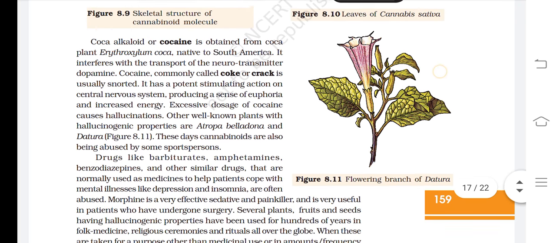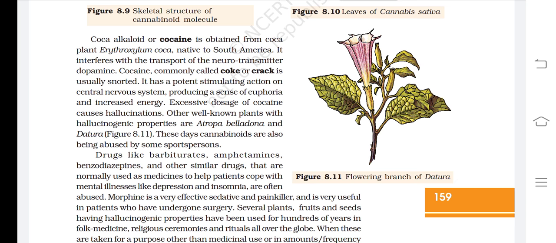Coca alkaloid or cocaine is obtained from coca plant Erythroxylum coca, native in South America. It interferes with the transport of a neurotransmitter dopamine. Cocaine, commonly called coke or crack, is usually snorted. It has a potent stimulating action on central nervous system, producing a sense of euphoria and increased energy. Excessive dosage of cocaine causes hallucinations. Other well-known plants with hallucinogenic properties are Atropa belladonna and datura.